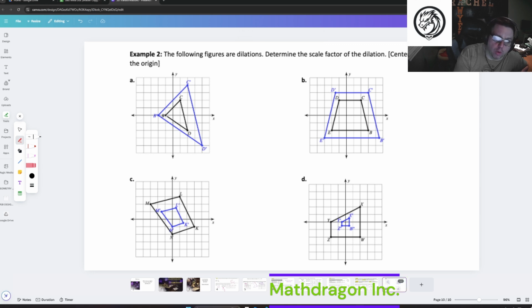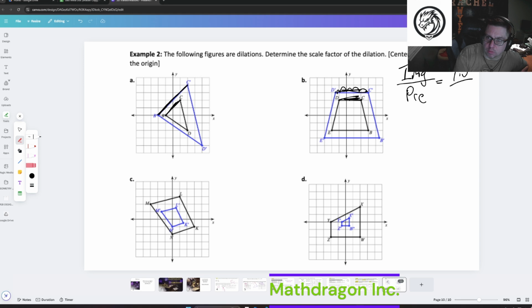So for this one, we would want to find a side and put it over a side. Put a side over a side. And you should always go, what would it be? Image to pre-image. Image divided by pre-image, because what's happening from the black to the blue, it's getting bigger, right? So the bigger number we would want on top. So this would be like a 1, 2, 3, 4 and a half. I'll call it like 4.5.